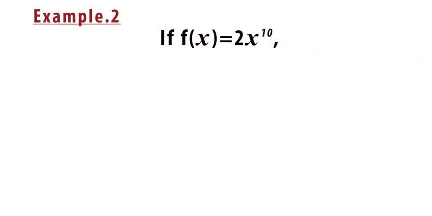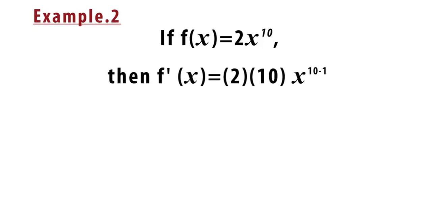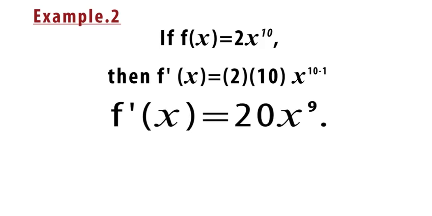Let's take another example. If f of x is equal to 2x exponent 10, then f prime of x will be equal to 2, which is a, multiplied by 10, which is n. Then we bring our x, and then n minus 1. So 10 minus 1. So f prime of x, when we simplify, will give us 20x exponent 9. This 20 is 2 times 10.